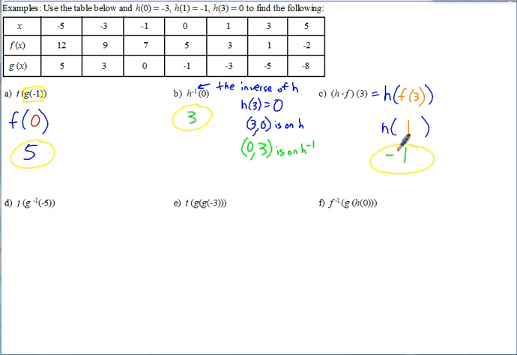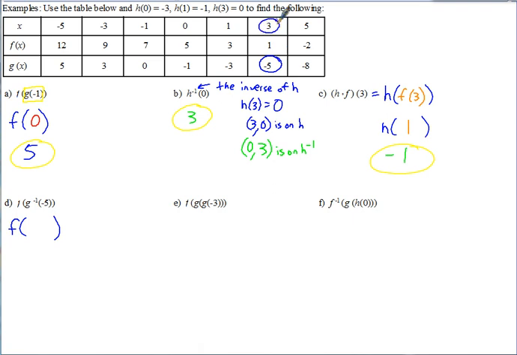Now let's mix the composite with an inverse function. So first we want to find the inverse of g of negative 5. The way you use this in a table, remember, is we're really looking for where the y-coordinate of the original function g is negative 5. So if we look at the y-coordinates of g, look for negative 5 along this bottom row. You can see right here, it's negative 5. That corresponds to an x value of 3.